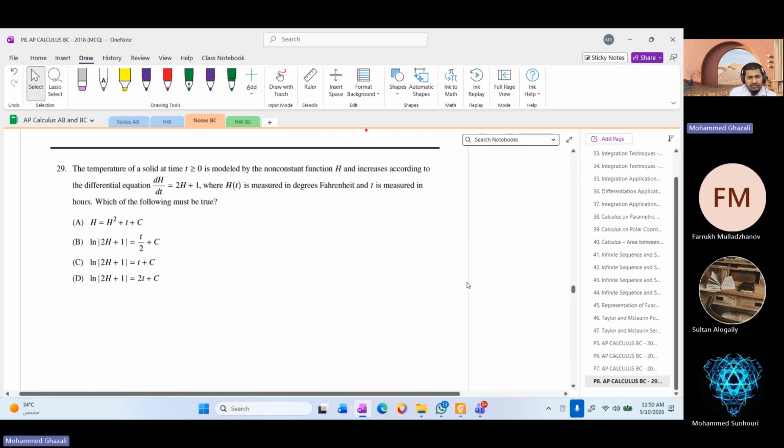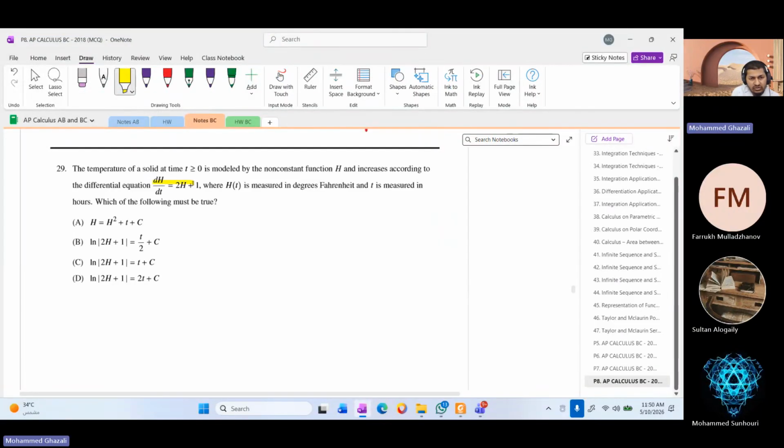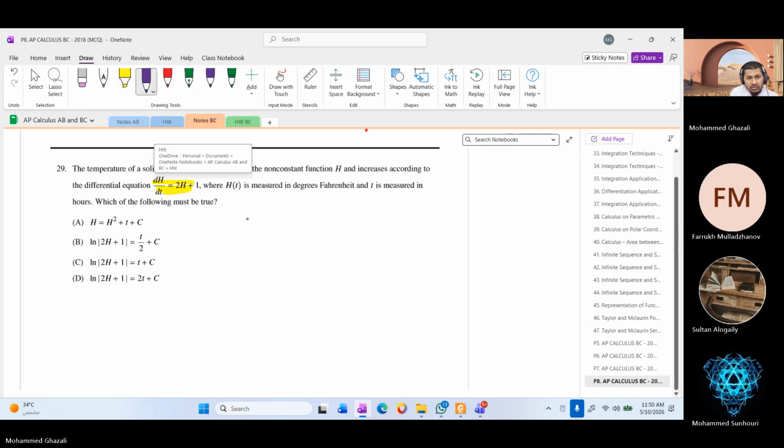Next one. The temperature of a solid at time t greater than or equal to 0 is modeled by the non-constant function h and increases according to the differential equation. So we have a differential equation, where h of t is measured in degrees Fahrenheit and t is measured in hours. Which of the following must be true? We need to solve this differential equation. So we say dh, bring the 2h plus 1 to the bottom, is equal to dt.